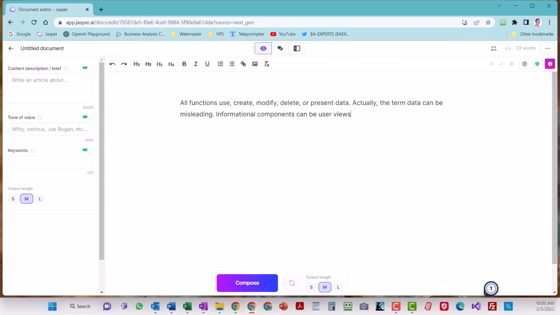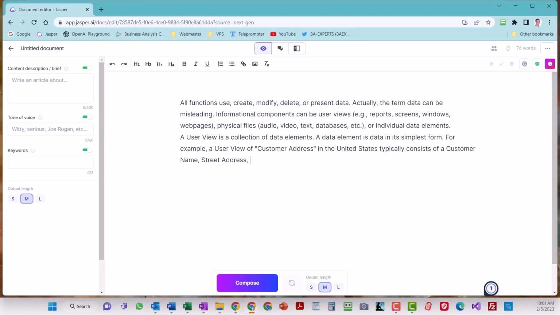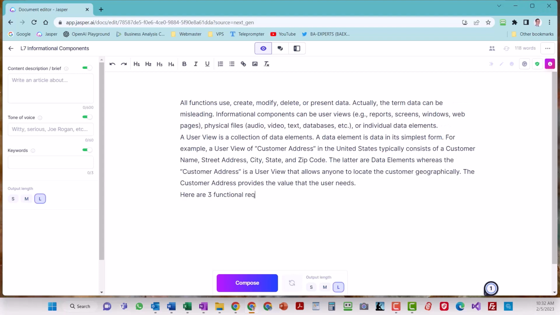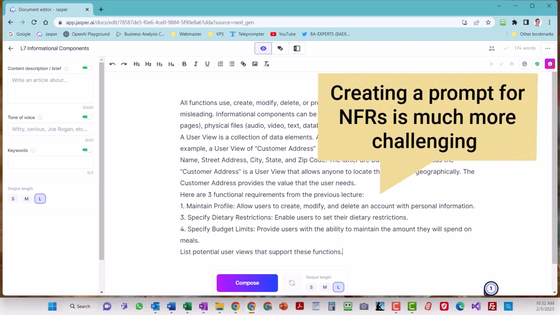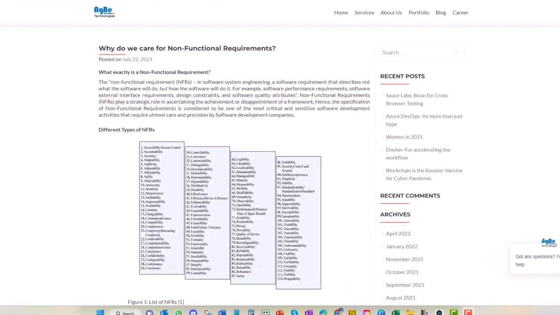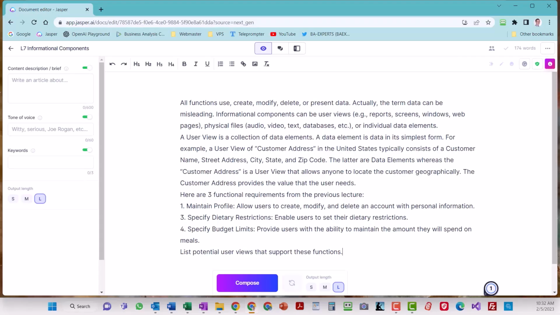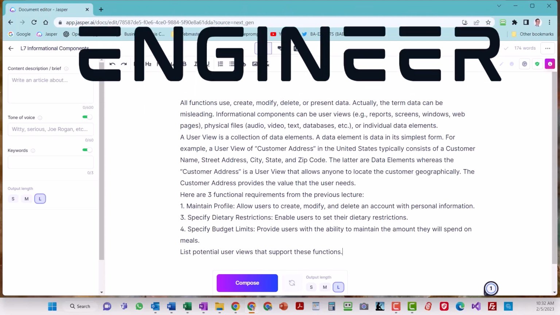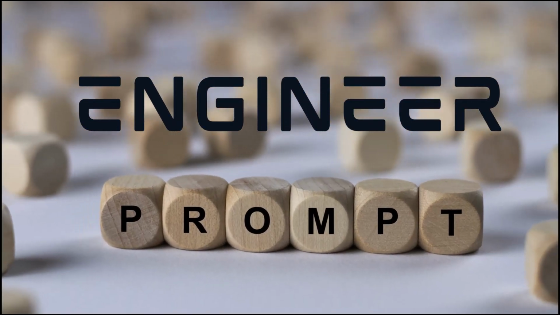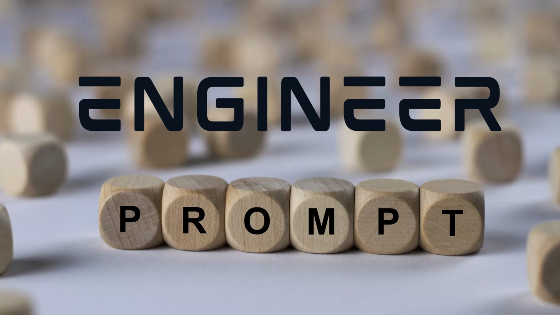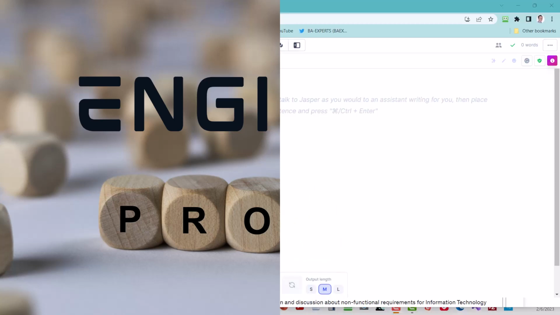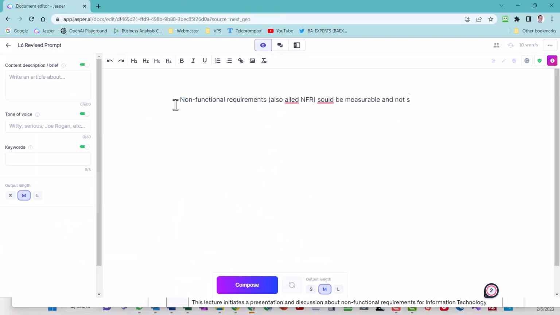Whereas engineering the prompt for functional requirements was relatively simple and straightforward, doing the same for NFR is much more challenging. That is because of the huge number of different types of NFR that exist and how many distinct aspects they each cover. So this section is going to illustrate how difficult it can be to engineer a powerful prompt that gets you what you're looking for. After several attempts, this is the engineered prompt that we decided to use.